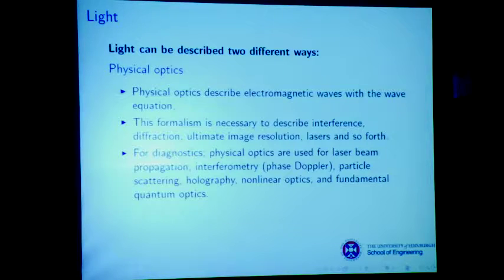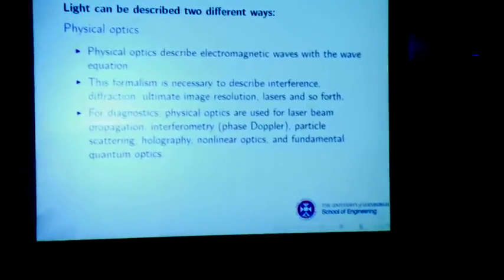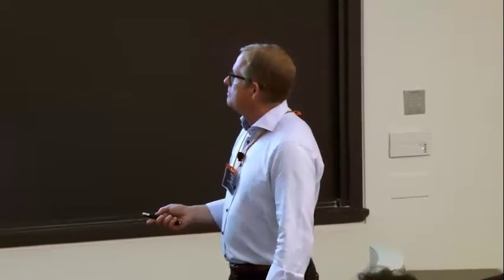So you use physical optics for laser beam propagation, interferometry, including phase Doppler interferometry. Somebody was just asking about laser Doppler anemometry, which is quite similar to phase Doppler interferometry. Those cross two beams in space and cause an interference fringe, just like I described, except that it's not absorbed. Particle scattering, holography, for example, nonlinear optics, all those things.